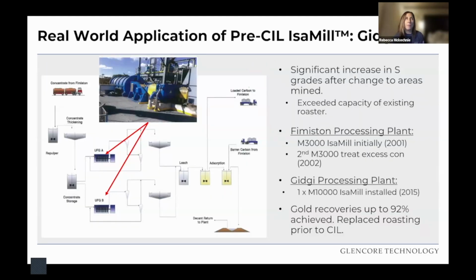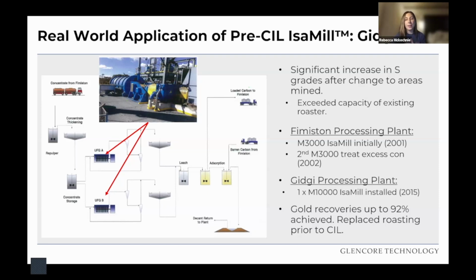And one example of the application of an Isomill prior to a cyanide leach is the Gidgee operation in Western Australia. At this operation, the roaster that was at the Gidgee site treated concentrate from both the nearby Fimiston processing plant, as well as the Gidgee plant itself. But due to some significant changes in the sulfur grade of the ore that they were mining over time, the capacity of their roaster was eventually exceeded.